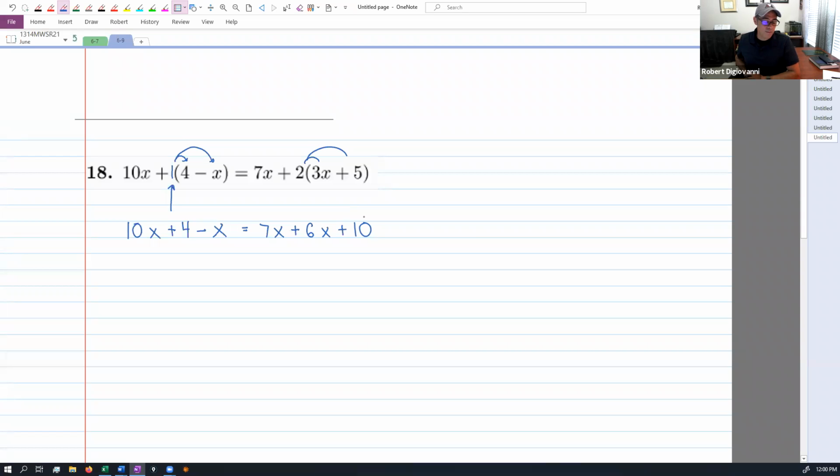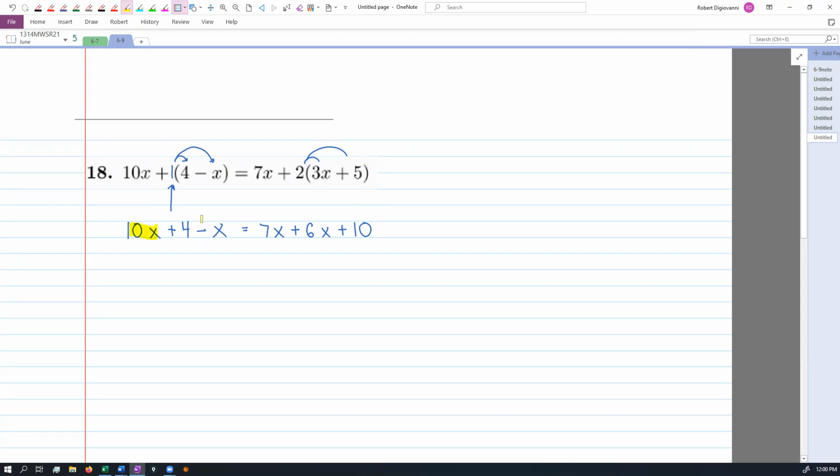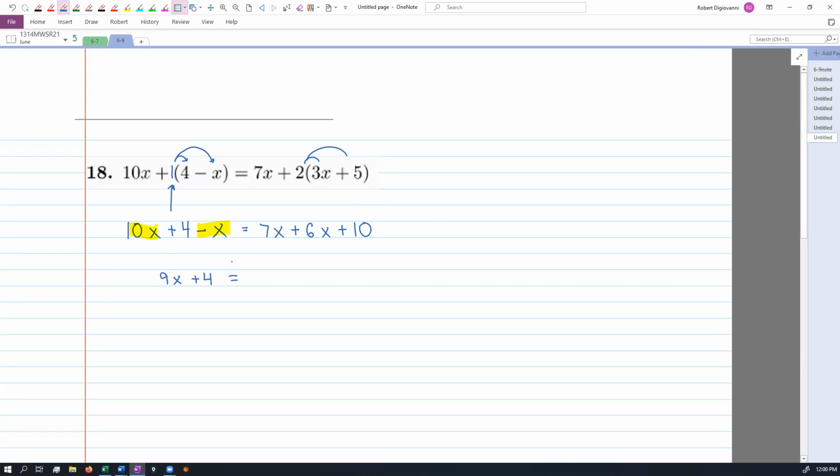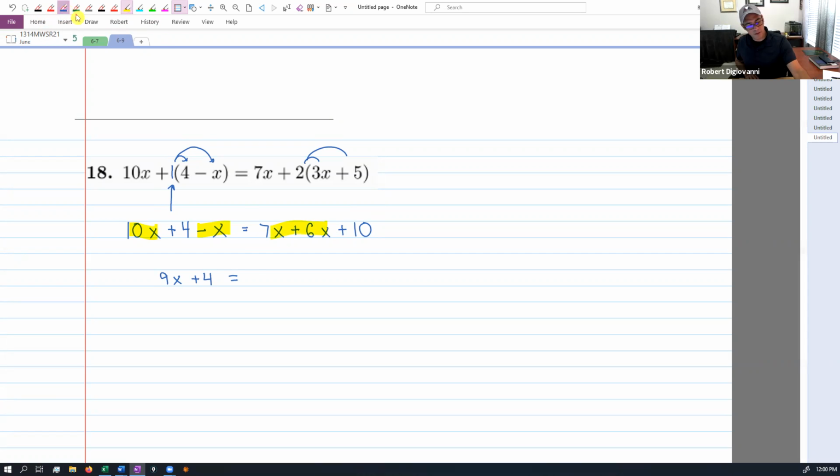I'll do one more step with you, and then we can move on to someone else. The next step is to combine like terms. Cheyenne, anything on the left that you can combine together? The 10x and the negative x become 9x, and then plus 4. On the right side, the 7x and 6x become 13x, plus 10. Okay, good. You're good to go. Thank you.